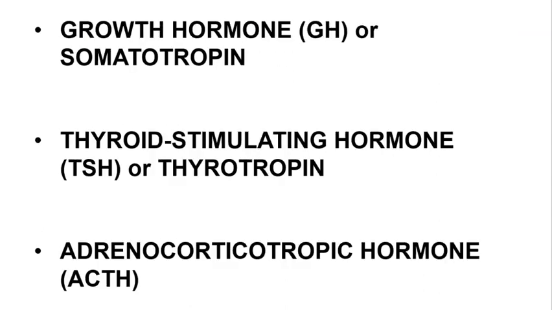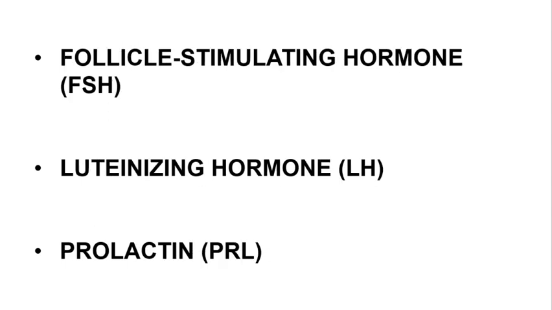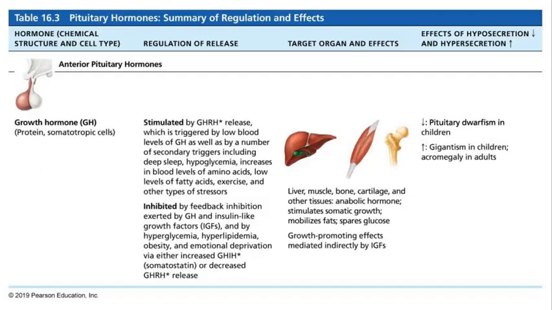The first of which is growth hormone, which is abbreviated GH. This is also known as somatotropin. Thyroid stimulating hormone, abbreviated TSH, which is also referred to as thyrotropin. Adrenocorticotropic hormone, which is abbreviated ACTH. We also have follicle stimulating hormone, which is abbreviated FSH, and luteinizing hormone, which is abbreviated LH. And finally, we have prolactin, which is abbreviated PRL. So we'll begin with growth hormone.